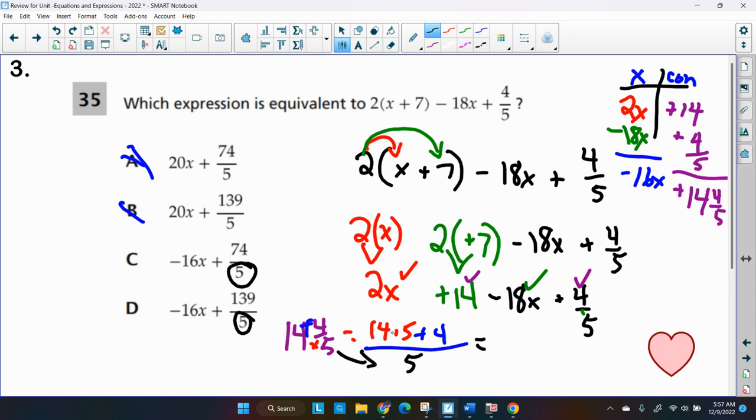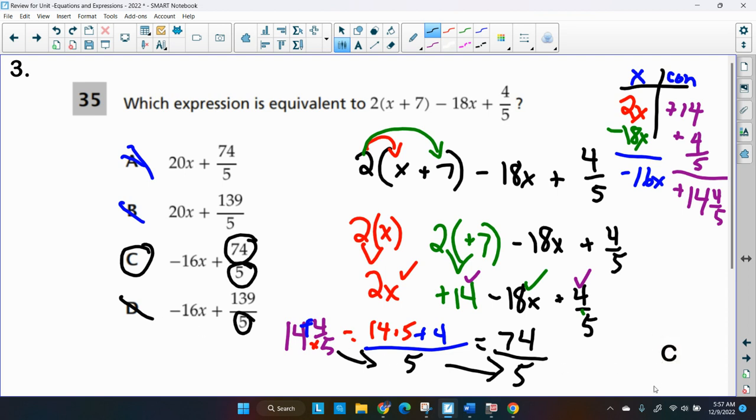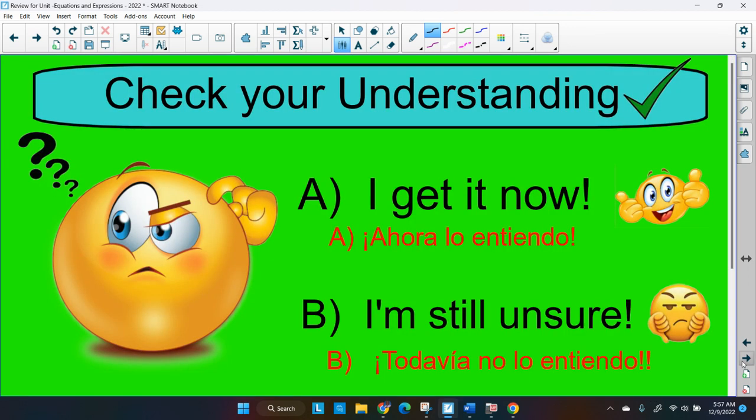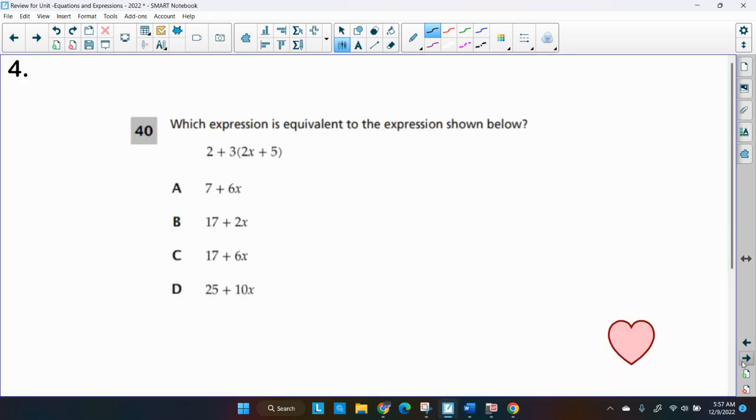Well, let me do the multiplication. 14 times 5, that'll give me 70 plus 4 is 74. That's the new numerator, and the denominator stays the same. So this one has a 74, so I'm going to choose C and not D. So my answer is choice C. Man, a lot of work. All right, so I hope you're enjoying what's going on and you're understanding it. If you're not sure, rewatch the video and write down your questions and bring them in.